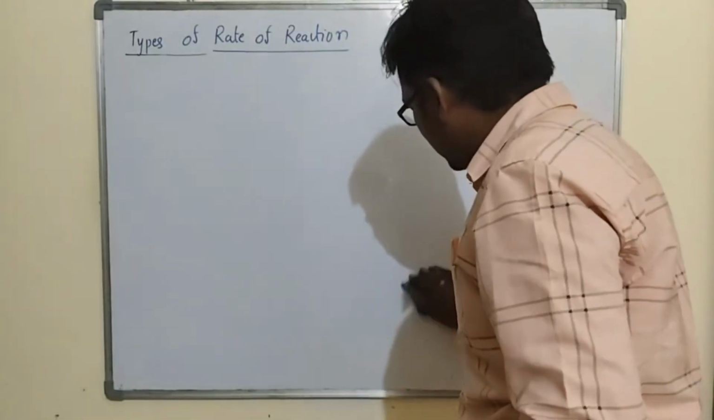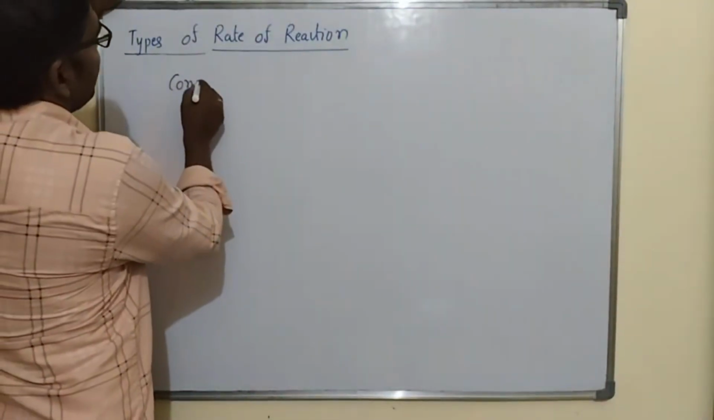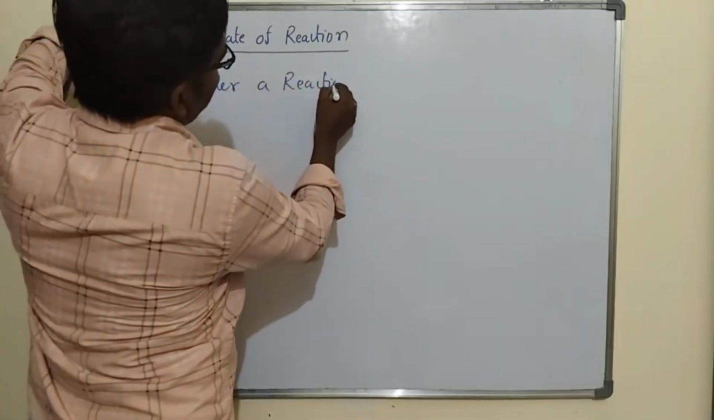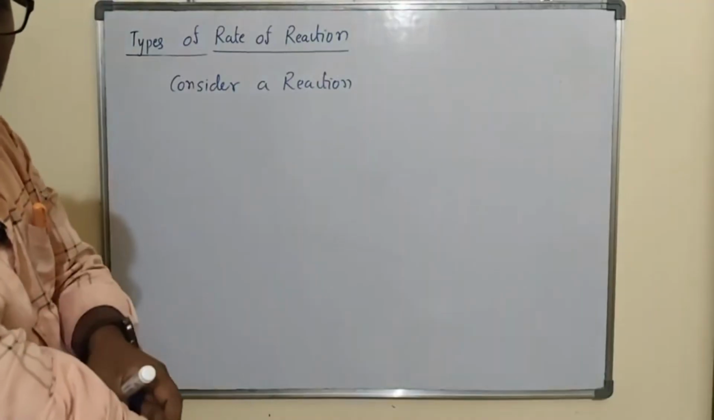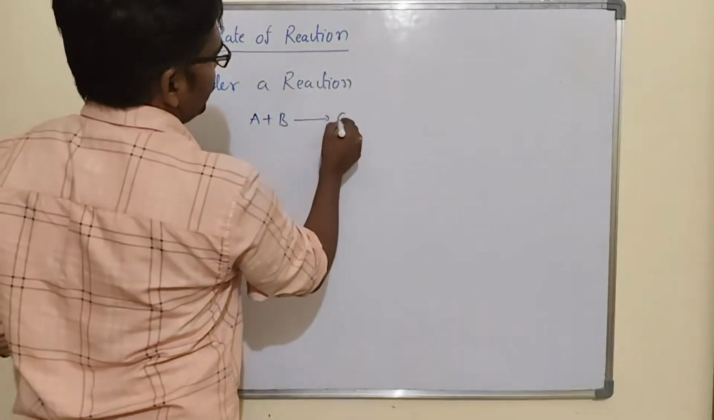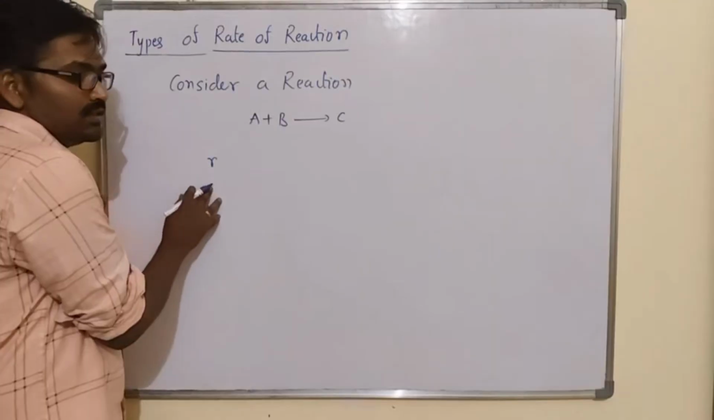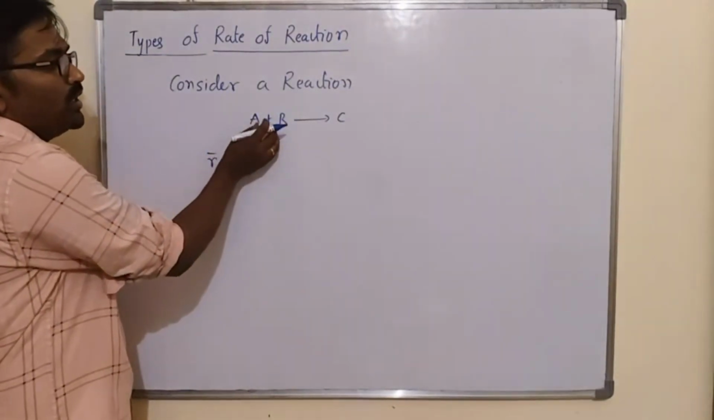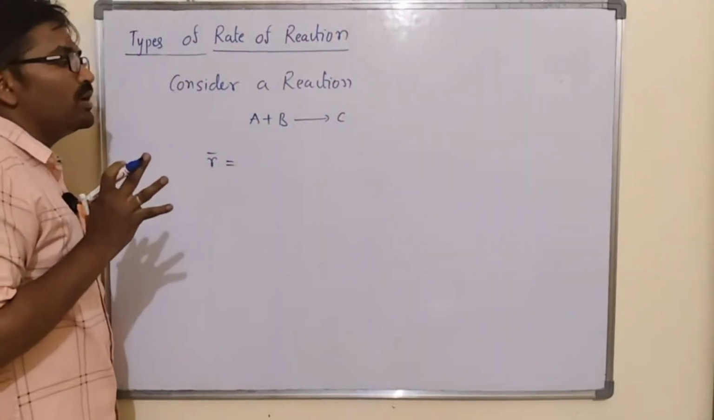How do we represent both? For example, consider a reaction: A plus B gives rise to C. The average rate of reaction we can write as R bar. With respect to A and with respect to B, in case you want to represent the average rate of reaction, how can you represent it?